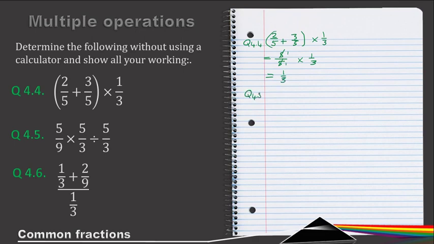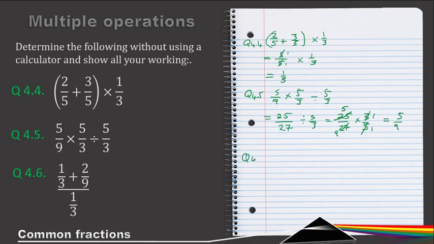Then for question 4.5, I've got 5 over 9 times 5 over 3 divided by 5 over 3. So from left to right, I'm just going to multiply that out. 5 times 5 is 25, and 9 times 3 is 27, divided by 5 over 3, which then becomes 25 over 27 multiplied by 3 over 5. Now I can cancel. 5 can go into itself once and into 25 five times. And then 3 can go into itself once and into 27 nine times. So 5 times 1 is 5, and 9 times 1 is 9.